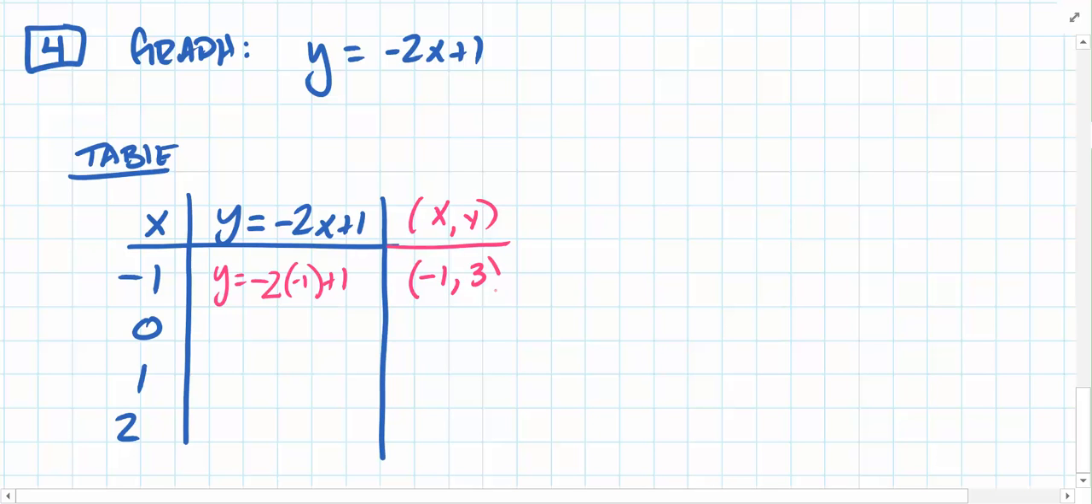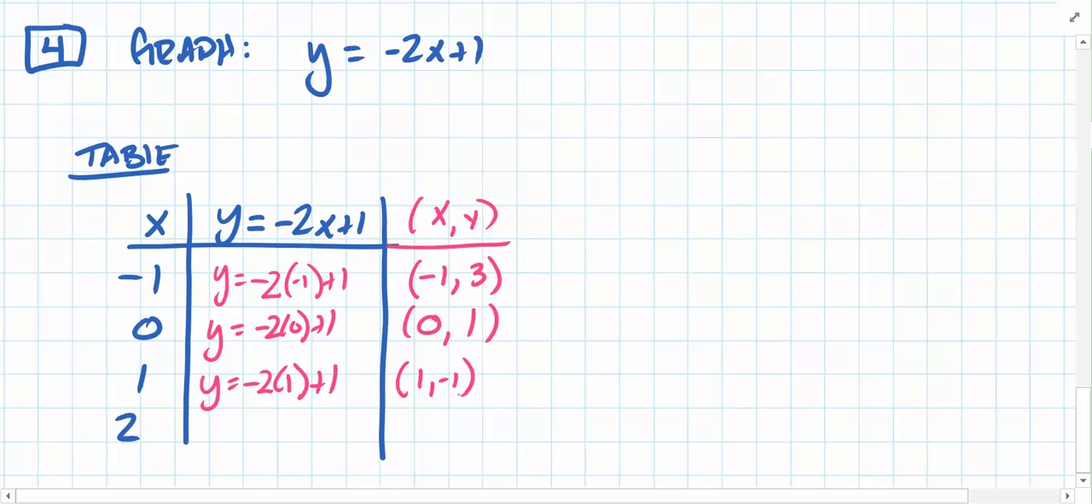All right, let's do 0. 0 is really easy, right? So that's going to be negative 2 times 0 plus 1. How much is that worth? That's worth 1, so I get 0, comma 1. All right, let's do 1. y is going to be worth negative 2 times 1 plus 1. How much is that worth? That's worth negative 1. So I get 1, comma negative 1. And then y is worth negative 2 times 2, and then we're going to add 1 to that. So what does that give me? Negative 3. So I'm going to get 2, comma negative 3.